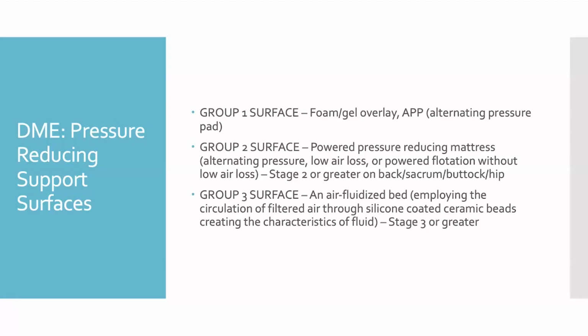In someone who has a stage 2 or greater pressure injury, and Medicare dictates that it is a stage 2 or greater, either on the back, the sacrum, the buttock, or the hip, then these patients are eligible for a group 2 surface. What this is, instead of an overlay, is an alternating pressure mattress where you can control whether the mattress is either dynamic or static, and you can control the amount of pressure that this person is experiencing on an alternating basis.